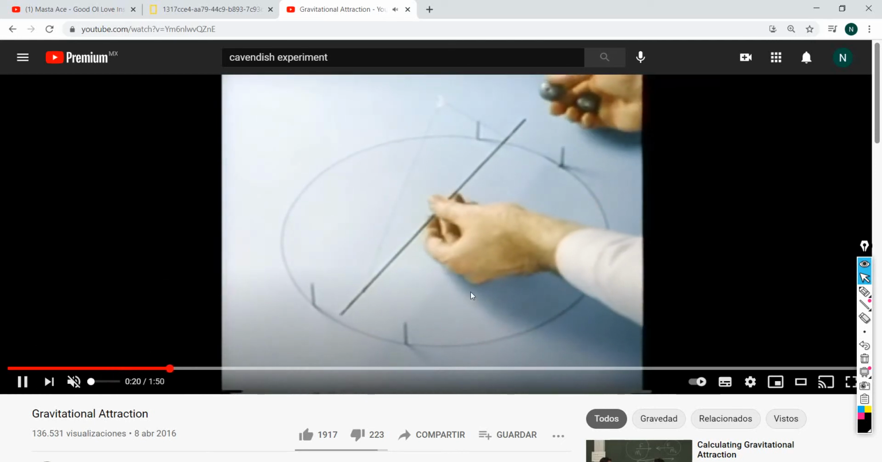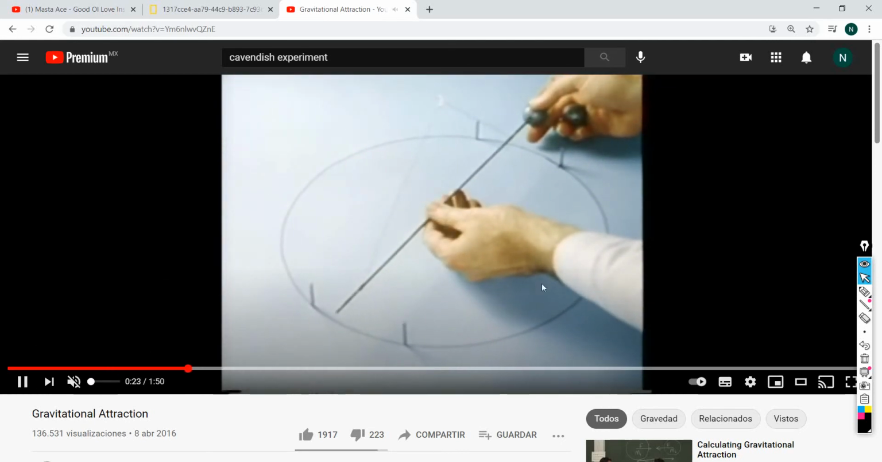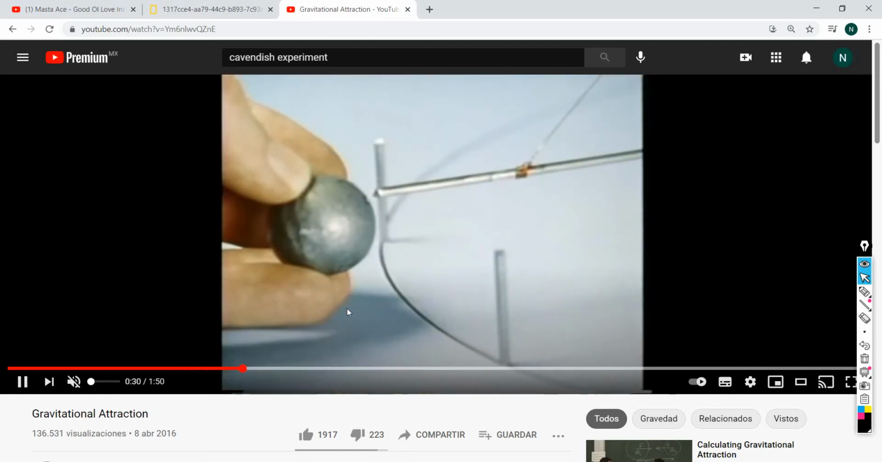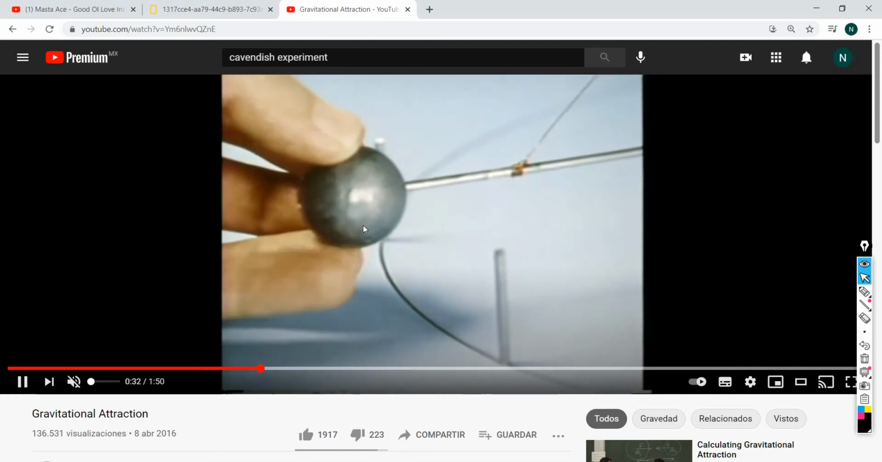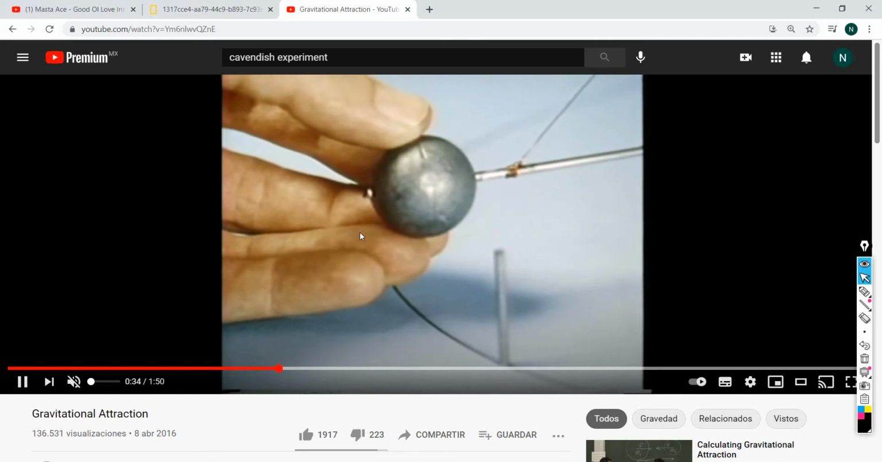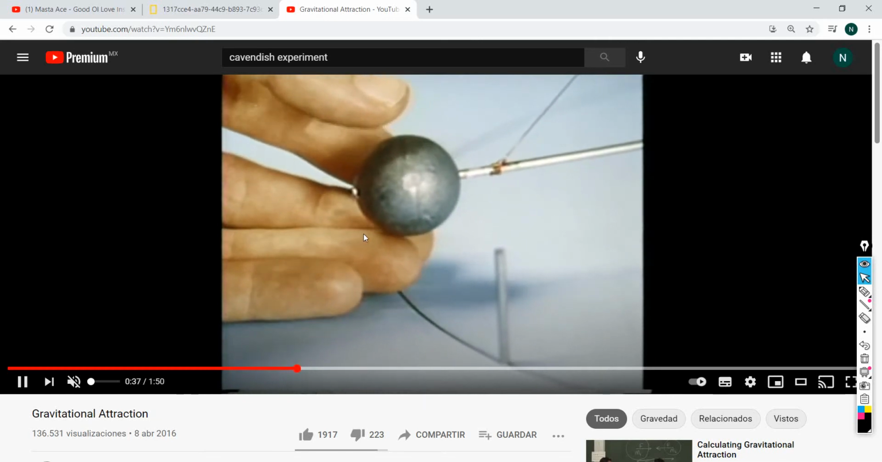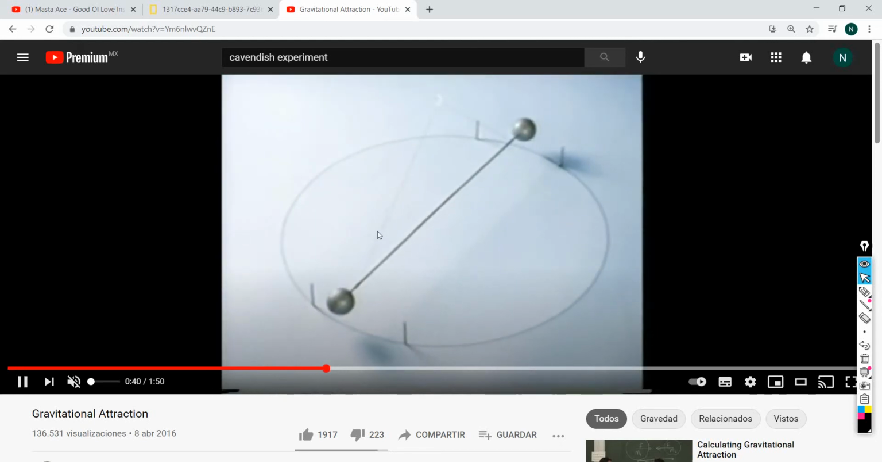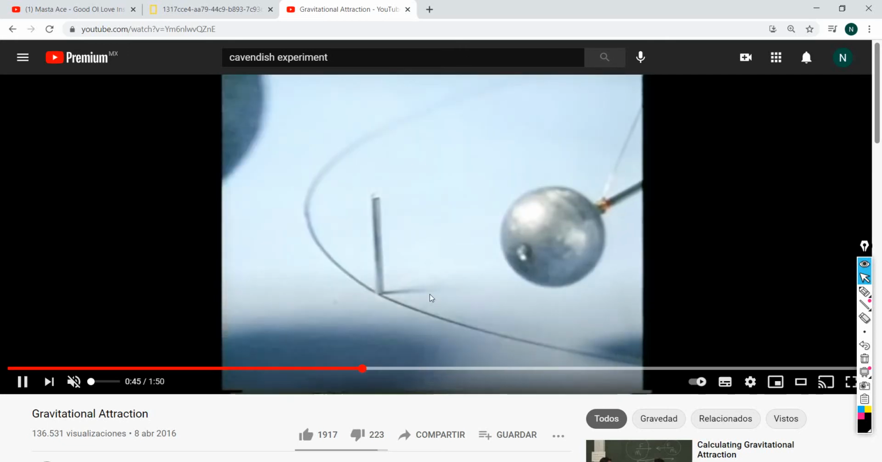Now what the person is doing is putting two masses at the extremes of the bar. These are metal balls, okay? And as you can see, any small force applied on the bar makes it move. Can you see how it moves? With the slightest force, it moves.